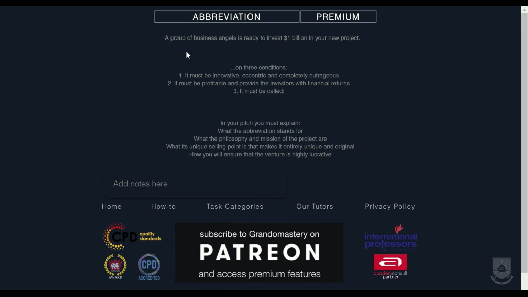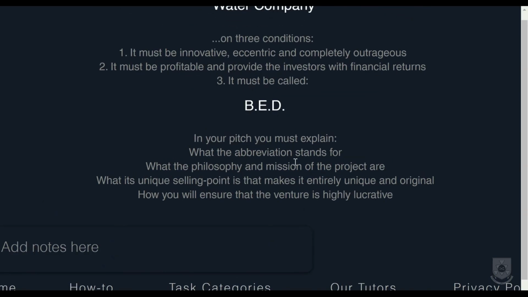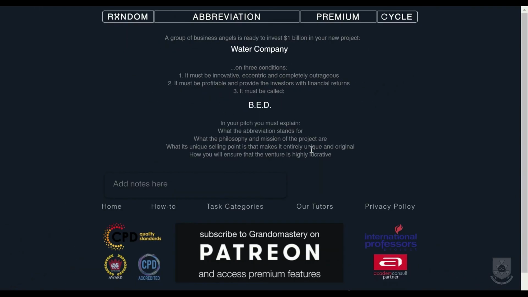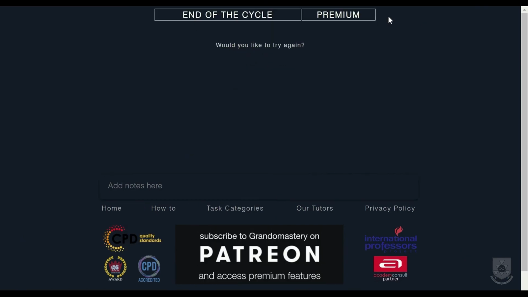And abbreviation. As you see, you're about to be given 1 billion, but you have to start the so-called water company, yet you have to call it BED and explain what BED stands for. So you need to explain what the abbreviation stands for, the philosophy, the unique selling point, USP, and of course how you can make it lucrative enough so that business angels are happy. And this is the end of the cycle.